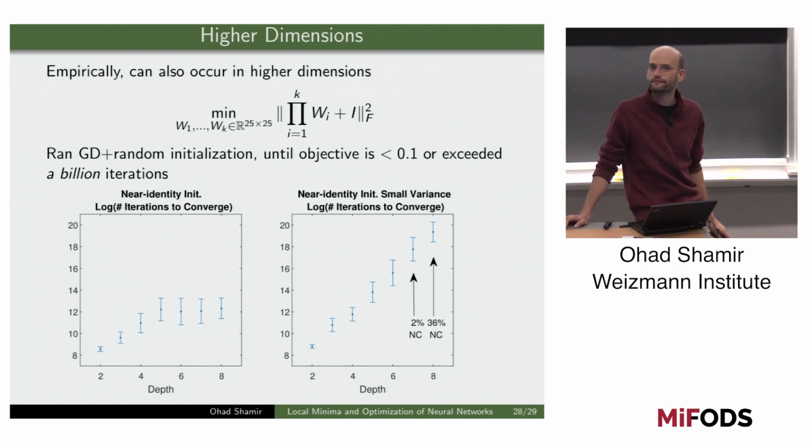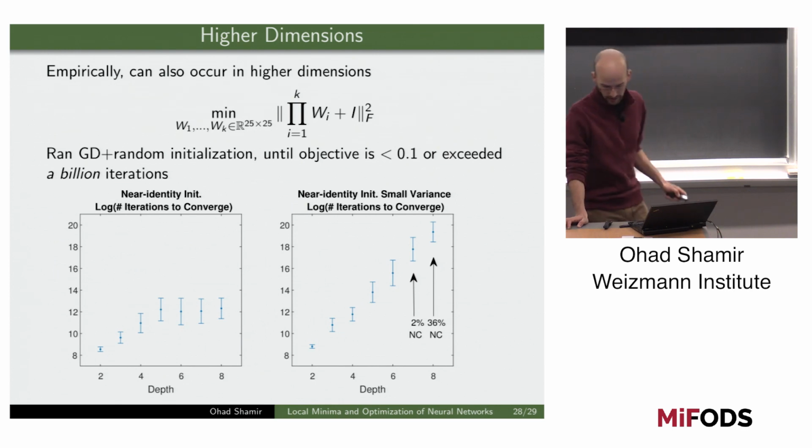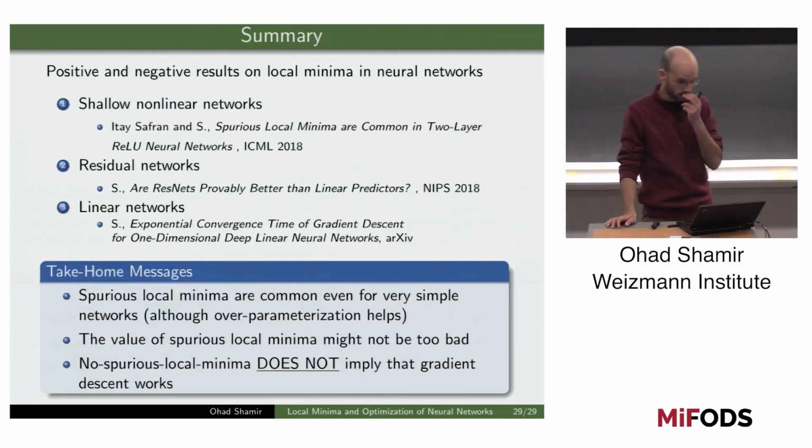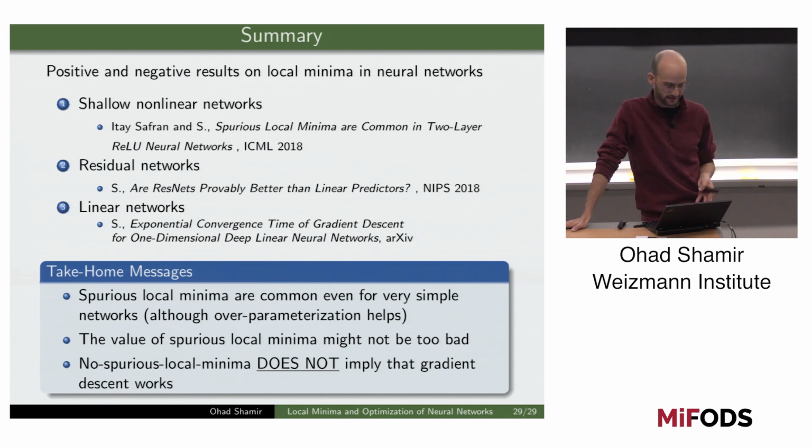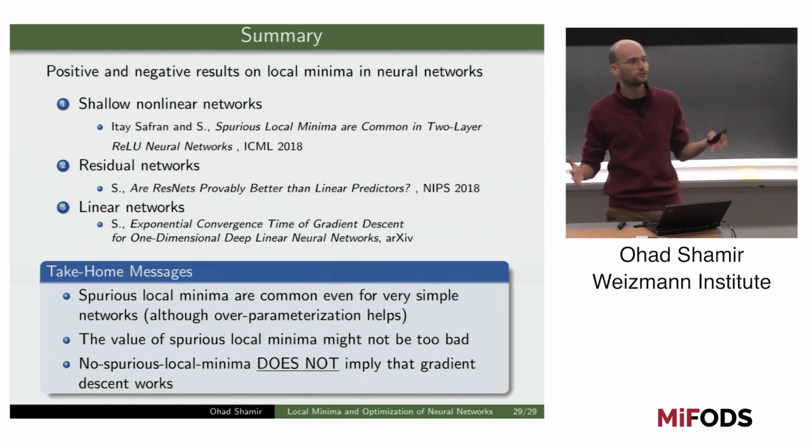Any other questions? OK, so just to wrap up, I talked about a bunch of results, both positive and negative, in various settings. Maybe the take-home message is that, first of all, spurious local minima are common, and they exist even for very, very simple networks. And it's just something that we'll need to live with.